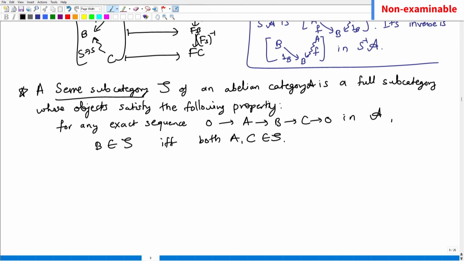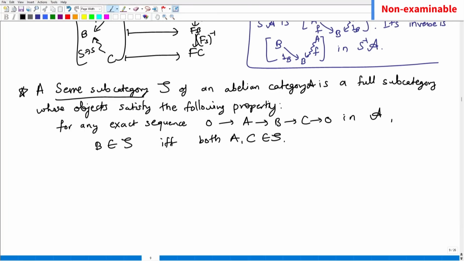In words, what it says is that whenever you are given an object in the Serre subclass, then its subobjects are also there, A is a subobject of B, and quotient objects are also there. So this subclass is closed under subobjects and quotient objects, and simultaneously it's also closed under extensions. Extension means that B is an extension of C by A. So it is closed under subobjects, quotient objects and extensions, these three properties, and it can be expressed very succinctly in just one line: for any short exact sequence this happens.